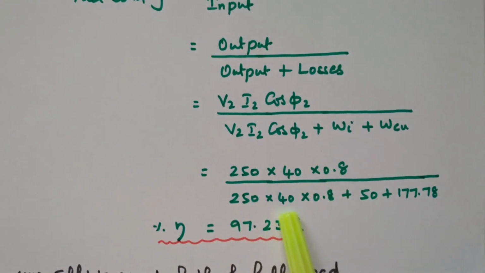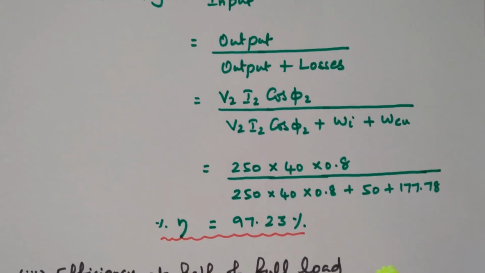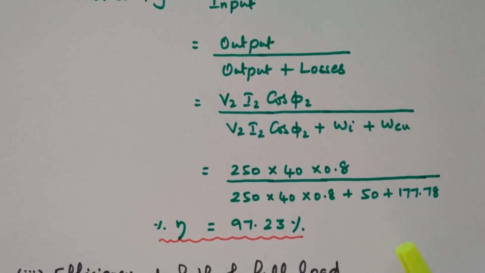So 250 into 40 into 0.8, this is 50. This is nothing but iron loss. So the no load power is nothing but the iron loss. During no load, the current variation is very less. The loss that happens is only due to the iron loss. We are assuming that there is no variation in the current during the open circuit test.